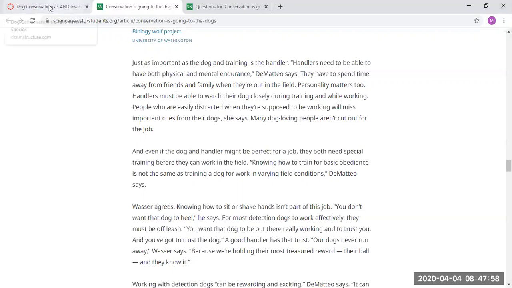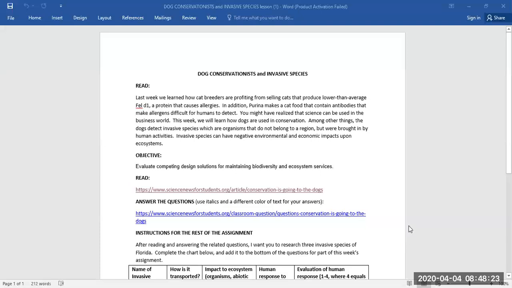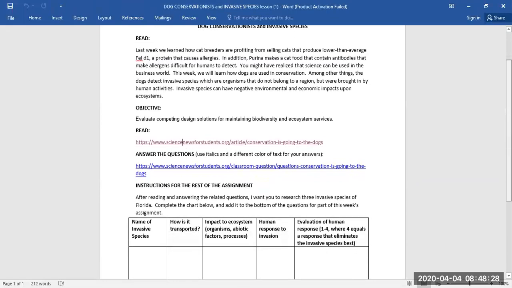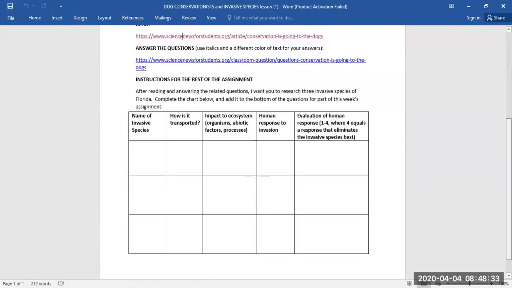So we're going to go back to here. I'm going to share another screen with you, which is the Word document that we're going to be working on. I think I already referred to it and didn't have it up there, but I think it's this one. So once you're done reading and answering those questions, the next thing I need you to do is look at this part of the assignment.